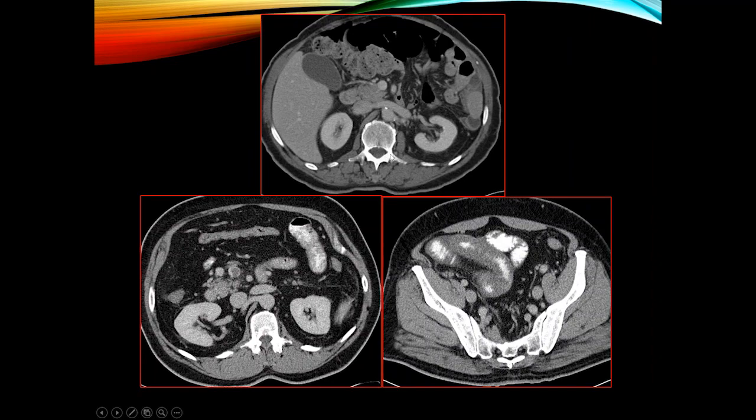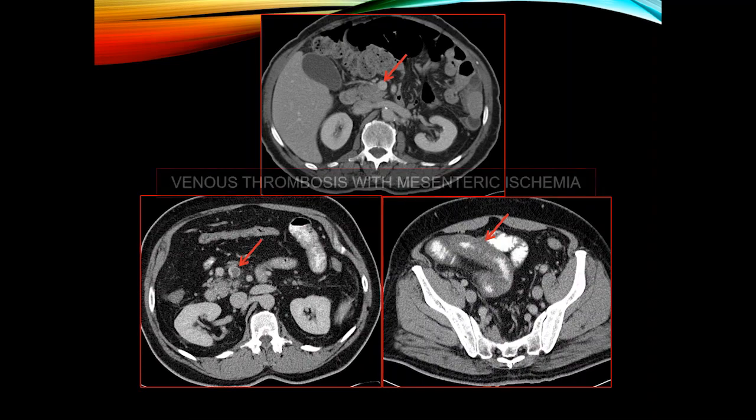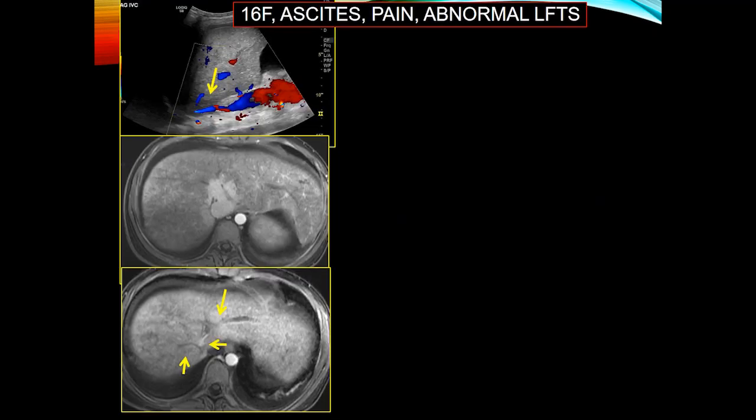Here's an example of a patient who has normal looking SMA and SMV on these images. If you look here, there's a thick-walled abnormal loop of bowel. The patient has pain. We look at the vessels very carefully and we see the SMA is fine, but the SMV is actually filled with thrombus. So again, venous disease or venous thrombus can also cause mesenteric ischemia. So remember, look at your arteries and veins.